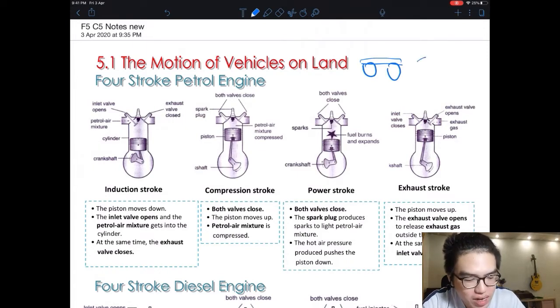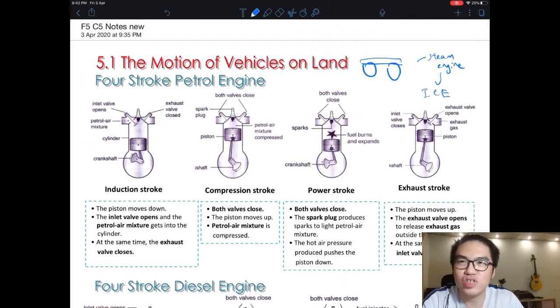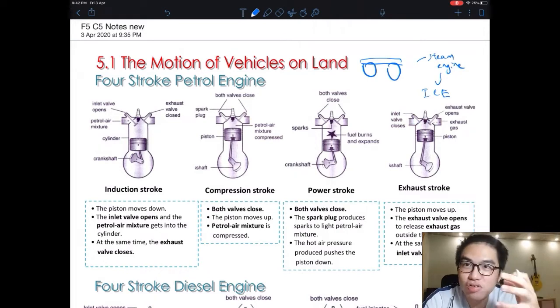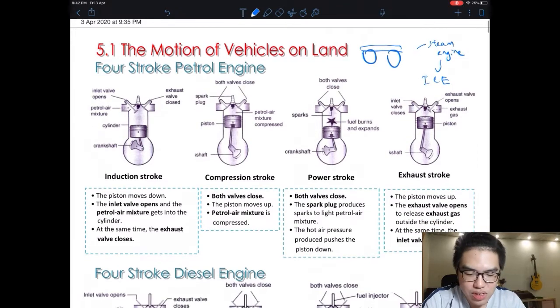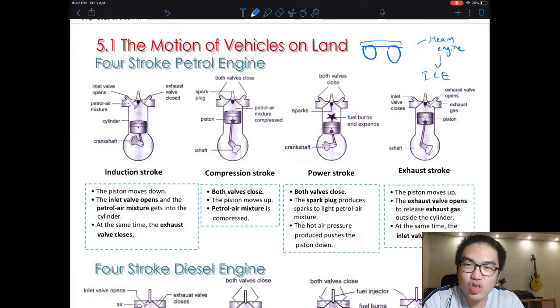Before that it was the steam engine. A very awesome engine, but it's not very efficient because it produces a lot of smoke and dust, until we invented something called the ICE, internal combustion engine, which is the engine we are using today. The technology is still what we are using now. So let's look at vehicles on land.